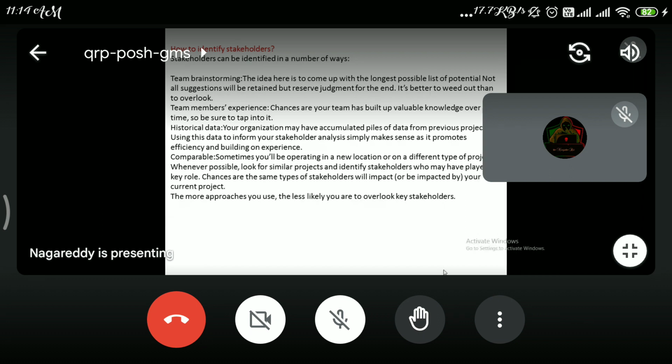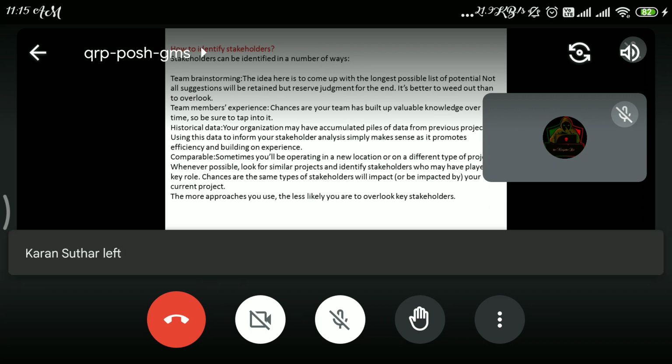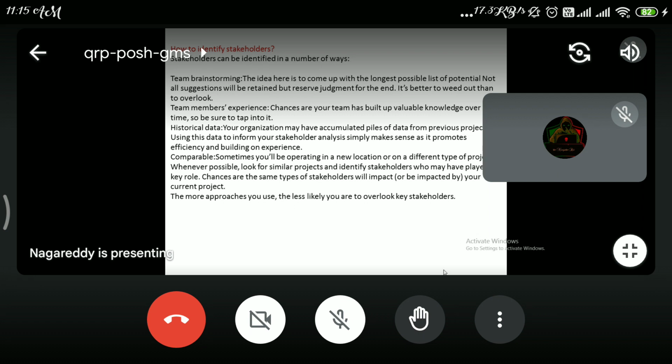Okay, what is there in the brainstorming sessions? We are going to have a very big, longest possible list of data. That data can be analyzed and taken into consideration, and some data may be retained. Some brainstorming sessions are to be conducted, and the judgment is for the end. It's better to weed out than to overlook. Okay, then team member experience.